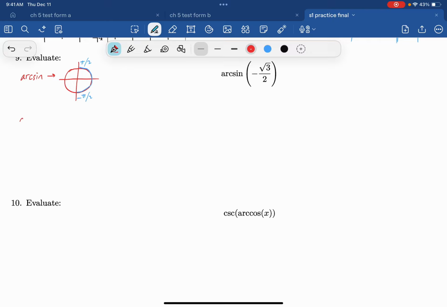Arc cosine is a little different. The range is restricted to 0 to pi, right? 0 all the way to pi.